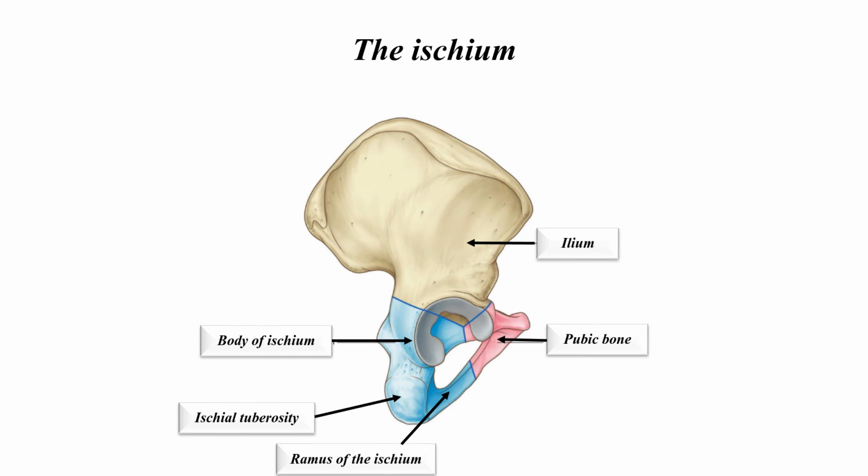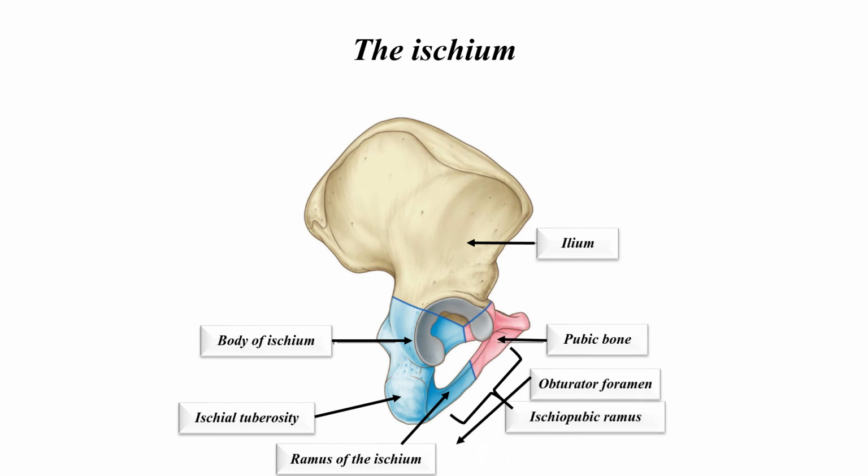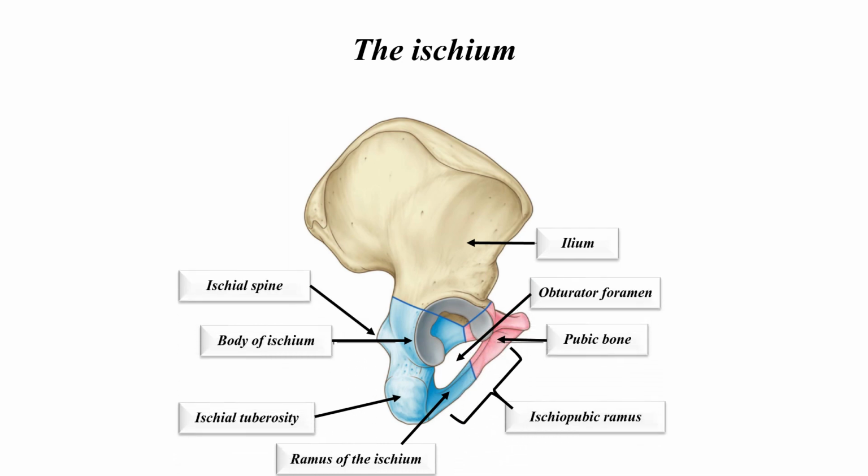This ramus joins the inferior ramus of the pubic bone to form the ischiopubic ramus. The inferior ramus of the pubic bone with the ramus of the ischium, the enclosed area, we call it obturator foramen. Then the ischium has a spine that projects medially. We call it ischial spine.